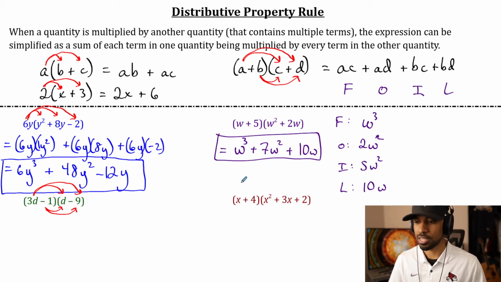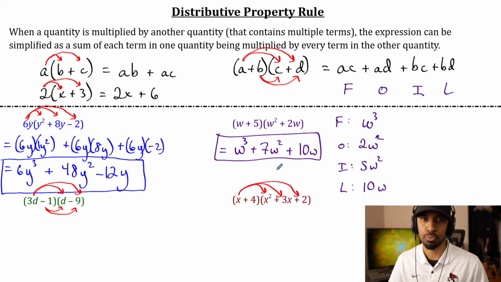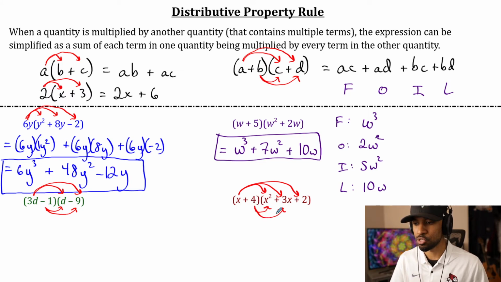This can get a little clunky here. So x times x squared, x times 3x, x times 2. I'm going to get all three of those. Then I'm going to do 4 times x squared, 4 times 3x, and 4 times 2.